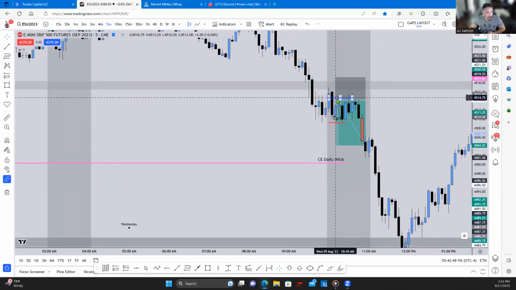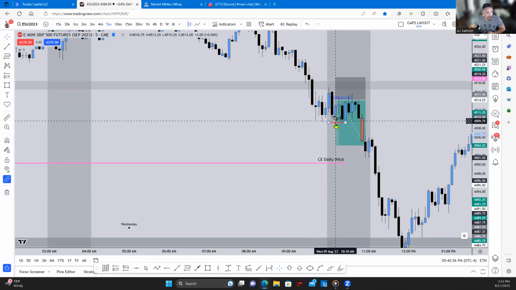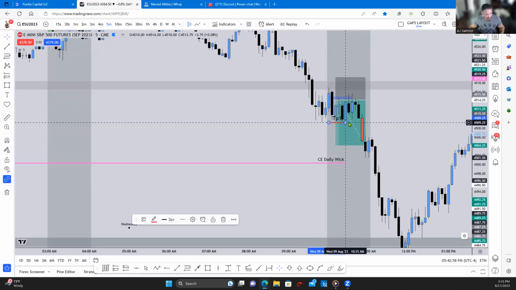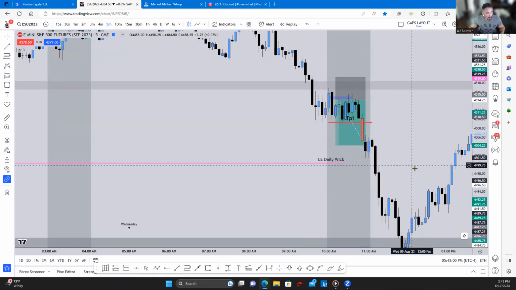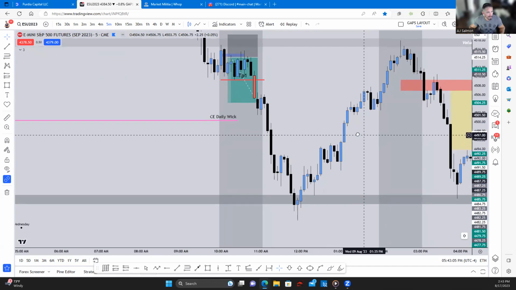Okay. There's a 1 minute fair value gap. We entered in off of here, and boom, took our 10 points there. Okay. So again, 5 points is all you need for the take profit. 1, bounced off of that volume imbalance again.